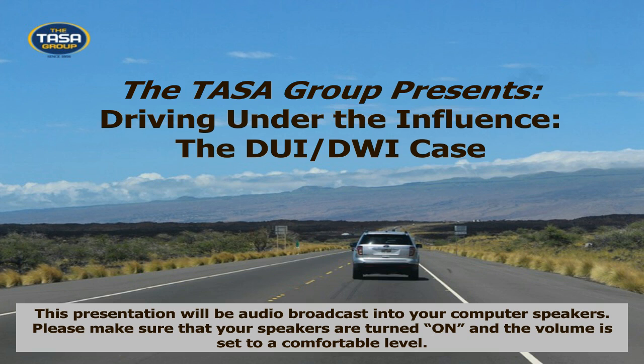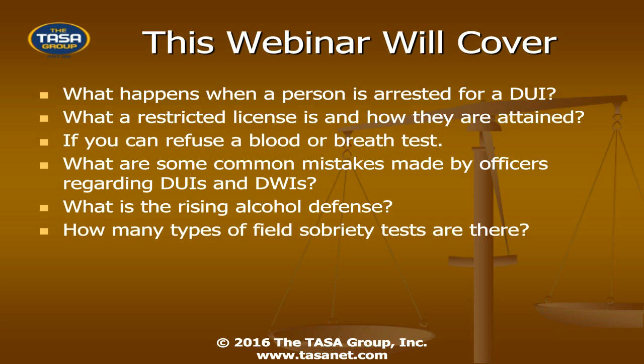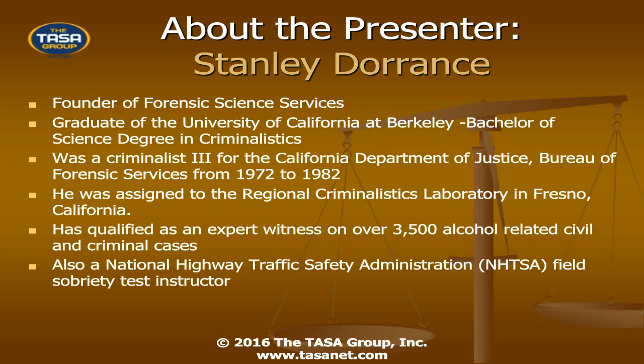In today's webinar, Mr. Dorrance will discuss what happens when a person is arrested for a DUI, what a restricted license is and how they are attained, if you can refuse a blood or breath test, what are some common mistakes made by officers regarding DUIs and DWIs, what is the rising alcohol defense, and how many types of field sobriety tests are there.